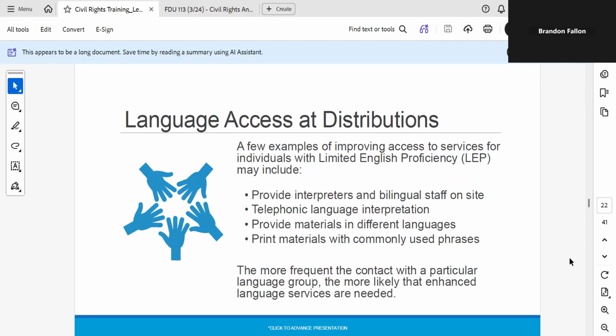Language access at distributions. A few examples of providing access to services for individuals with limited English proficiency may include: provide interpreters and bilingual staff on site, telephonic language interpretation, provide materials in different languages, print materials with commonly used phrases. The more frequent the contact with a particular language group, the more likely enhanced language services are needed.